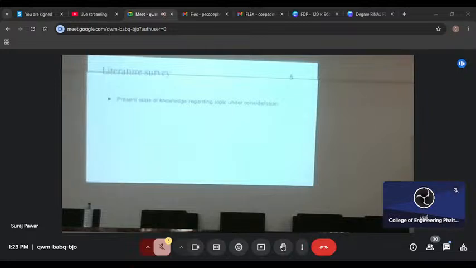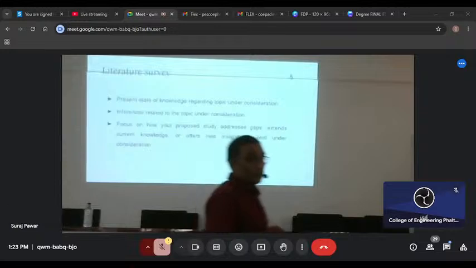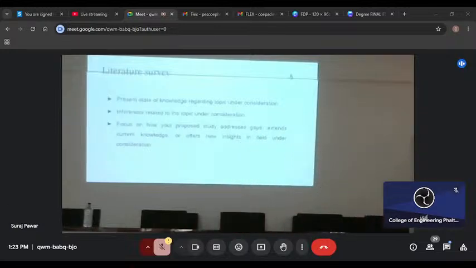Present state of knowledge regarding the topic under consideration. Inferences related to the topic under consideration. Focus on how your proposed study addresses gaps. Extend current knowledge or offer new insight in the field under consideration. So our aim is to design a wall of dam. Wall of dam.